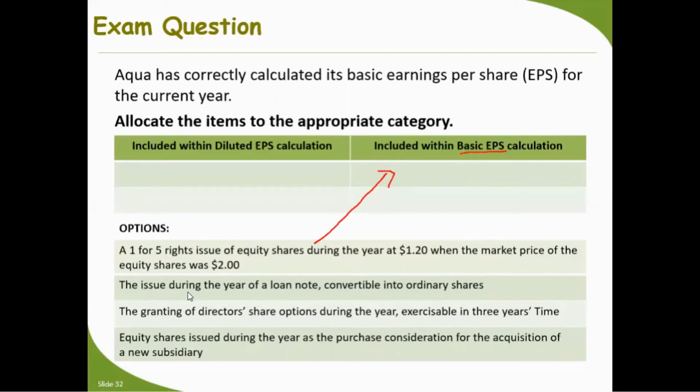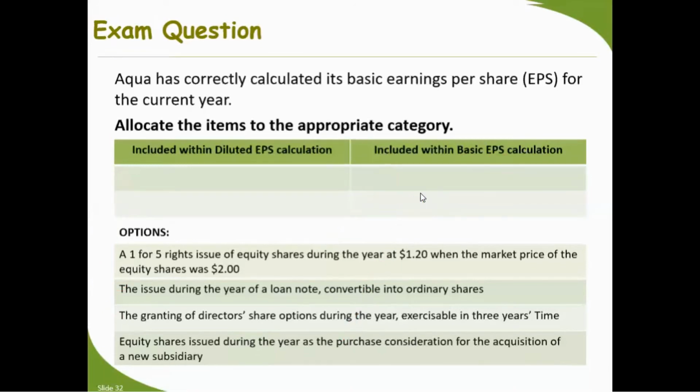Then the issue during the year of loan notes convertible into ordinary shares. This is convertible, so we will consider it here in diluted EPS. Granting of directors' share options exercisable in 3 years' time, options go in diluted EPS. Equity shares issued during the year as purchase consideration for the acquisition of a new subsidiary, new shares issued at full market price, included in the basic EPS calculation. So this is the criteria.